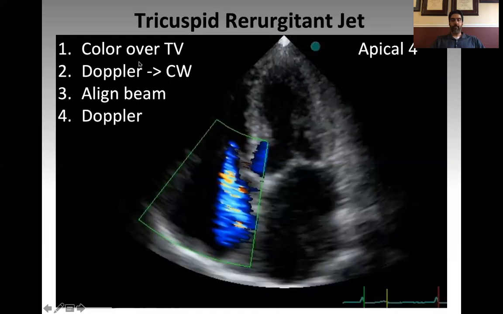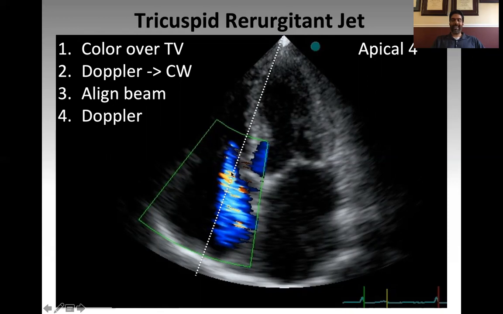Okay, so put color over it, find your TR jet. Find the brightest, biggest TR jet you can find and turn on continuous wave Doppler. Then you're going to align that beam to be as parallel as possible with the color jet.